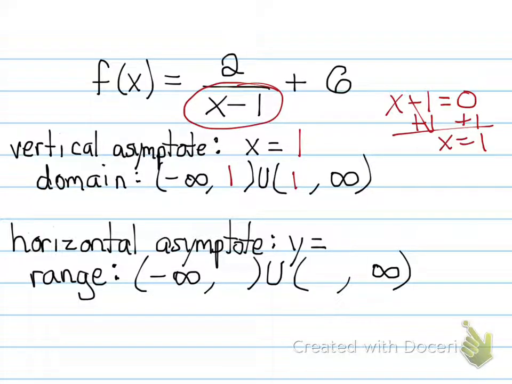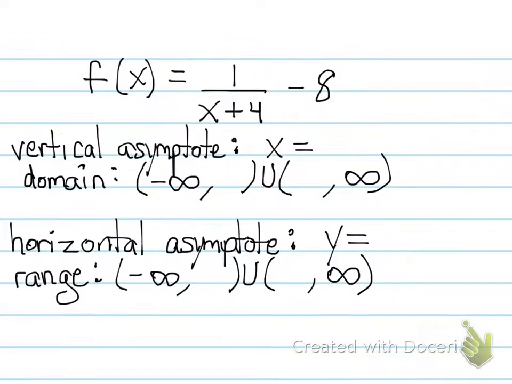Now, to get your horizontal asymptote from a function, you're now looking at that last number, which in this case is 6. So my horizontal asymptote is going to be y equals 6. And then my range will go from negative infinity to 6, union 6 to infinity. Let's try one more example.